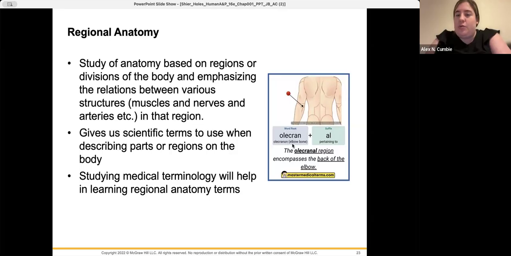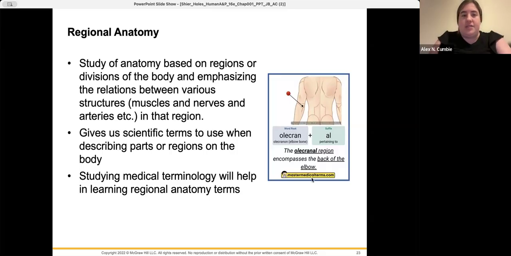Olecranon is kind of the root word for the elbow bone, okay? And that "al" suffix means pertaining to. So olecranal means pertaining to the elbow. Specifically, it's referring to the back of the elbow, where you have the olecranal process on this bone.